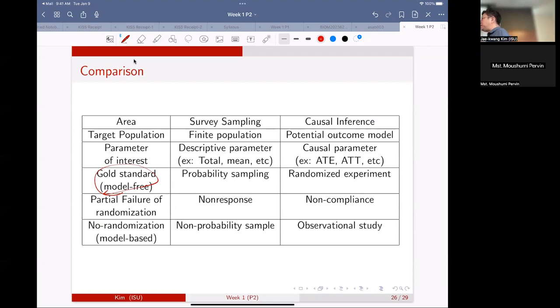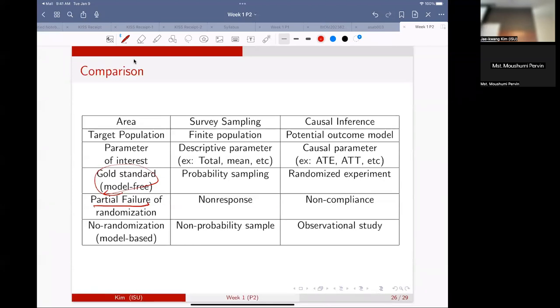And very difficult sometimes. People may not respond. So non-response, for example. Even though you select the probability sample, what if they decline? Then we cannot really force them to participate, right? So that is a big problem, non-response. We can call it partial failure, because we did apply randomization, but somehow you're not able to obtain the measurement that we want.